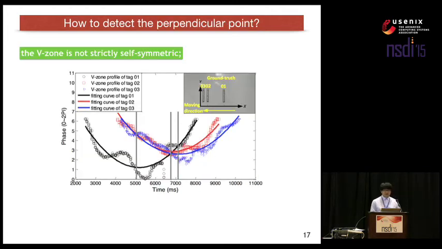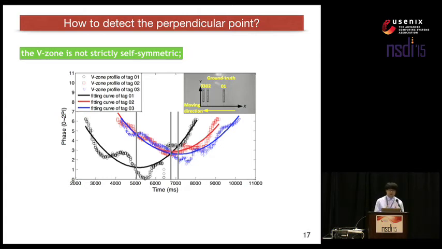After detecting the V-zone within each phase profile, the second step is to find the timestamp of the perpendicular point. Ideally, the perpendicular point corresponds to the minimum phase value within the V-zone. However, in reality, the moving trail of the radar may not be a straight line, for example, when the radar is driven by human beings. So the phase profile here may not be strictly self-symmetric.